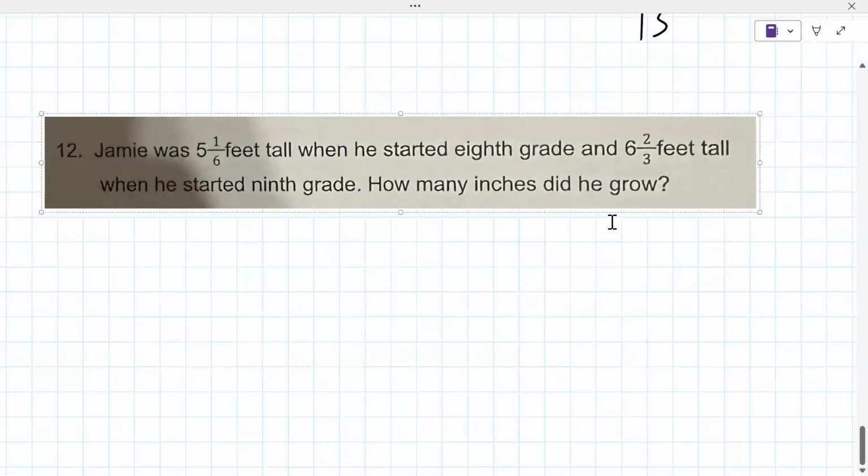I'm going to change the numbers here. Six and a seventh feet tall. Actually, you know what? I'm sorry. This problem is designed differently. Let me do this differently. Sorry, that's not going to go. Five and a third, and six and a half. Let's do that.